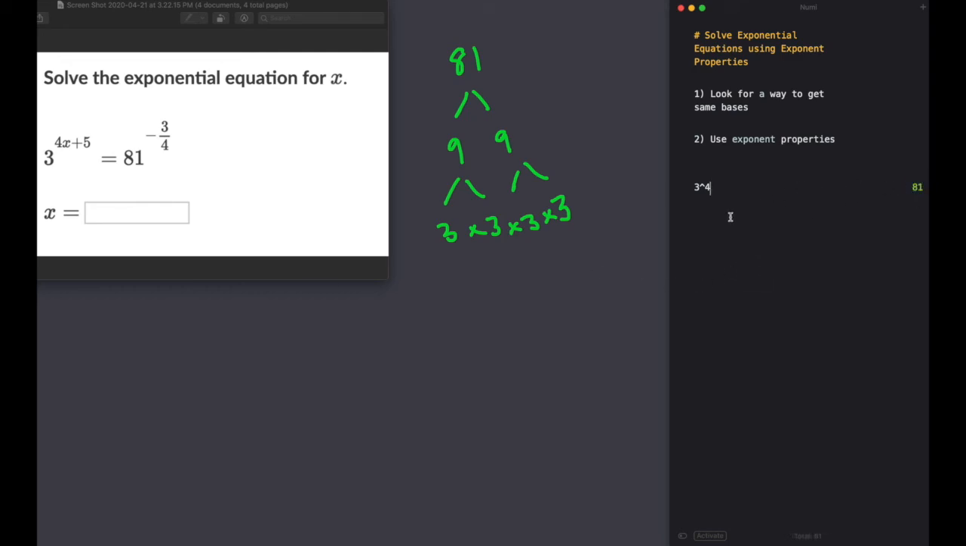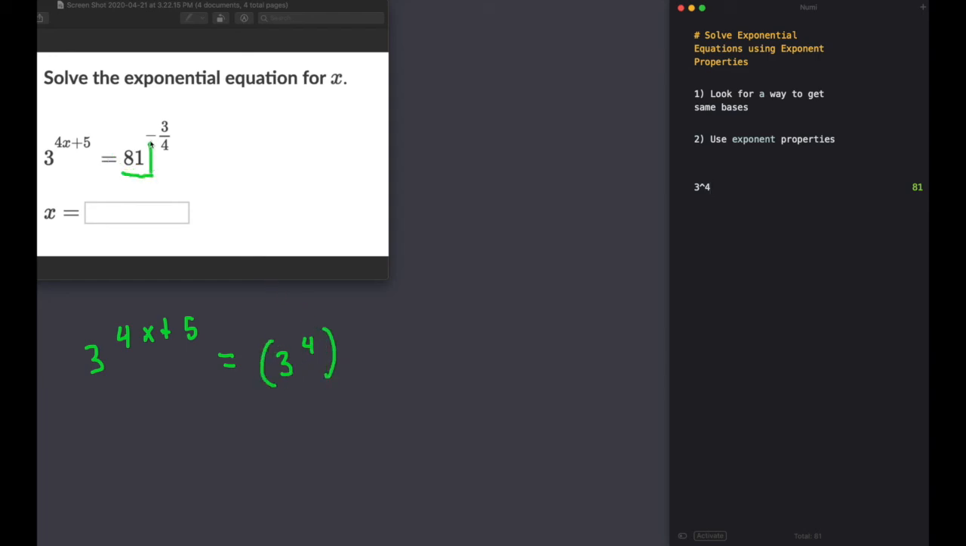And the reason that this is useful is I can rewrite this equation slightly now. I can rewrite this as 3 to the 4x plus 5 equals 3 to the 4, and I'm replacing 81. This 81 I'm replacing with this 3 to the 4 right here. And then I still have to use my same exponent, negative 3/4. So we're going to say to the negative 3/4. And so this is the trick to getting all these problems into a doable form. You have to figure out a way to get the same bases.